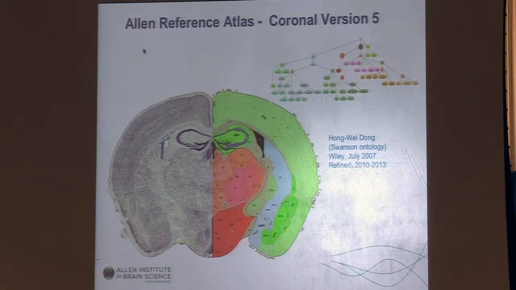So Hongwei Dong, who is now in Arthur Toga's division of neuroinformatics at UCLA, was the person who drew this reference atlas, finishing it about 2007. In fact, this plate, I believe, is about the state of it when he left it. It's been refined a bit since then. A reference atlas is what gives you a name.